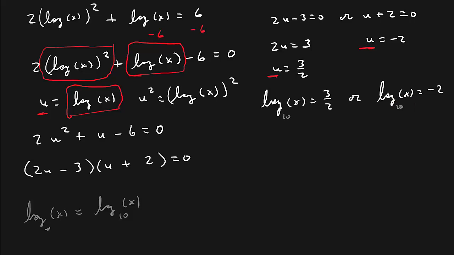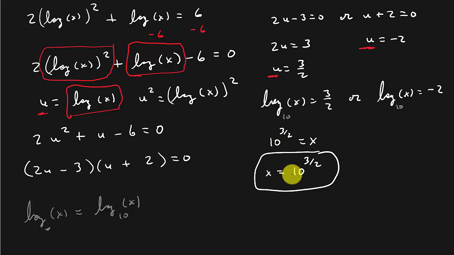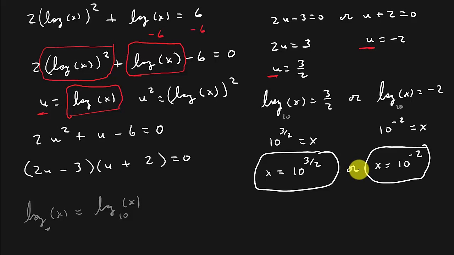So if I convert that to exponential form, I get 10 to the 3 halves equals x. I'll write the x on the left-hand side. Once again, it does not matter if you write it on the left-hand side. If you swap it, you can leave it like this. You can write it like this. I'm just going to write it with x on the left-hand side. And then here, I get 10 to the negative 2 equals x, or x equals 10 to the negative 2. And so there's your answers.